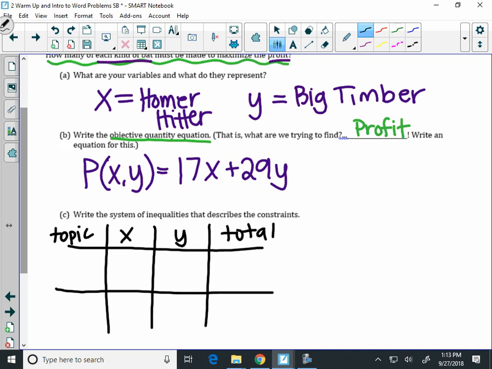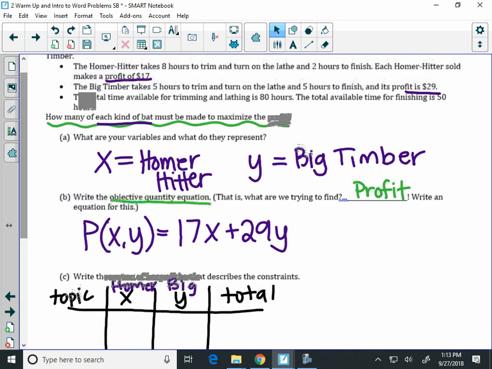Just because it helps me stay organized a little bit, above the X here, I'm just going to remind myself that that's my Homer Hitter, because sometimes it's nice to see it right above your table, and the Y is for your Big Timber, so you can just abbreviate. Now, I need to fill in that table with information from those bullet points up above. So let's see. I need to figure out first, what are the topics of my equations? I can't write an equation unless I know what I'm writing an equation about. What do you think, Bobby? One would be hours for trimming and aging. Yeah.